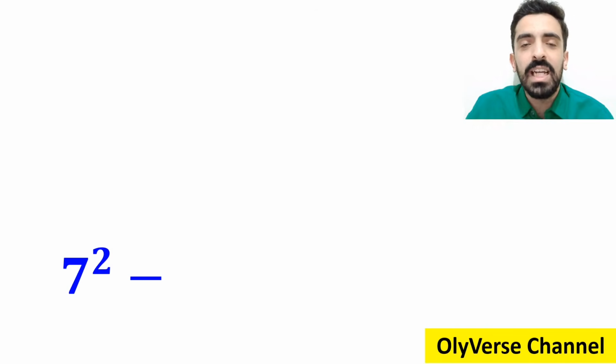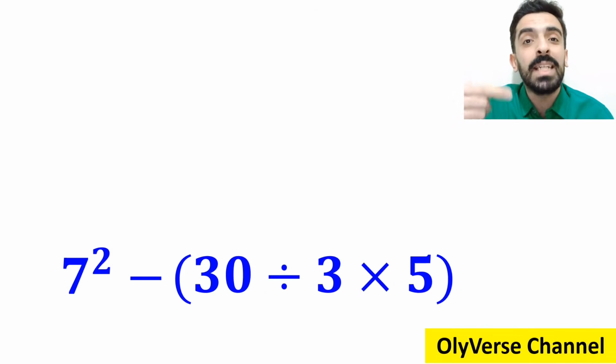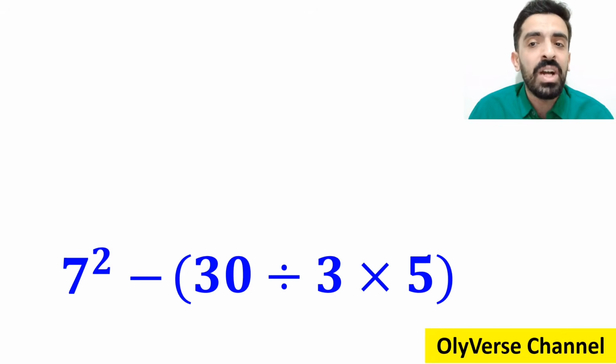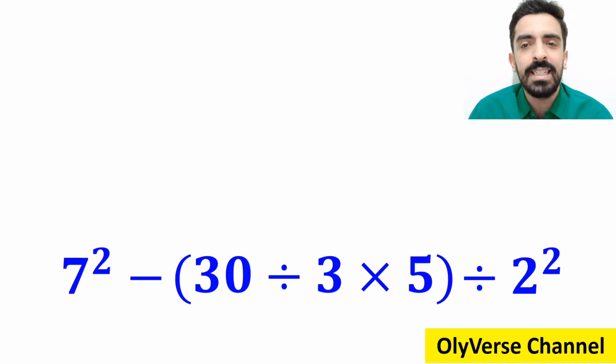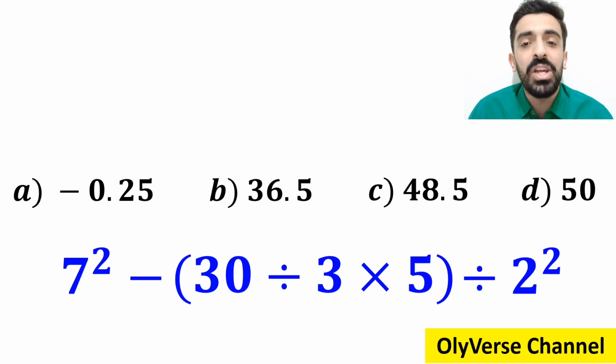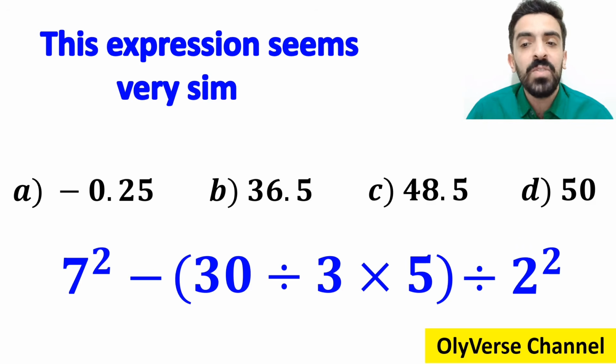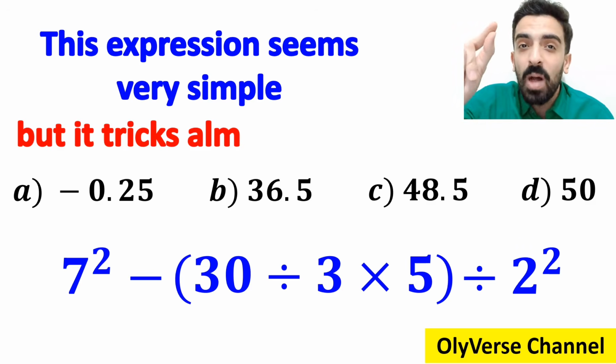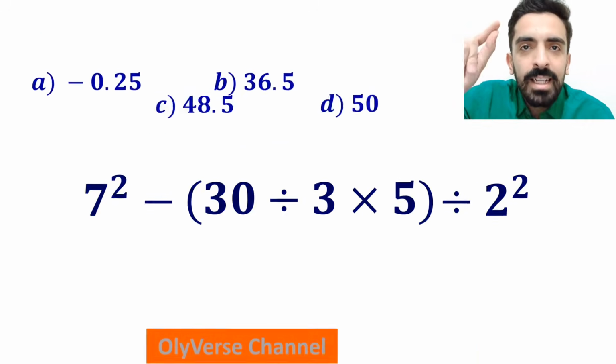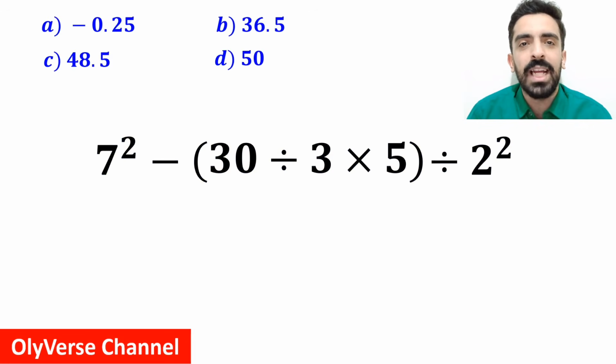What is the value of the expression 7 squared minus open parenthesis 30 divided by 3 multiplied by 5 close parenthesis, then divided by 2 squared? Which option do you think is the correct answer to this question? This expression seems very simple, but it tricks almost everyone. Let's dive in and break it down step by step together.